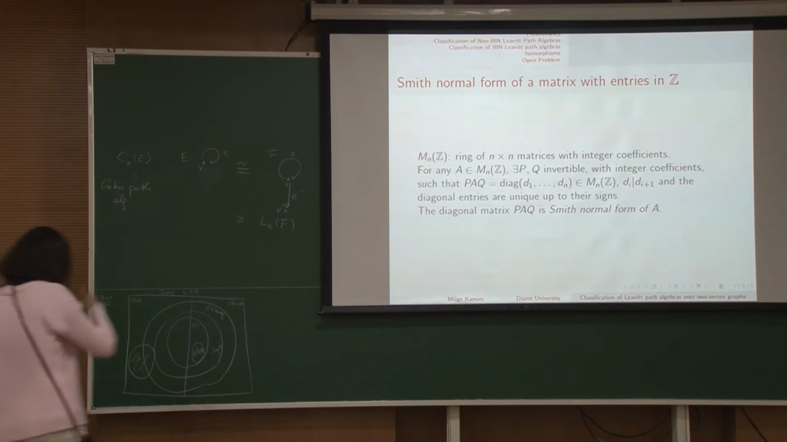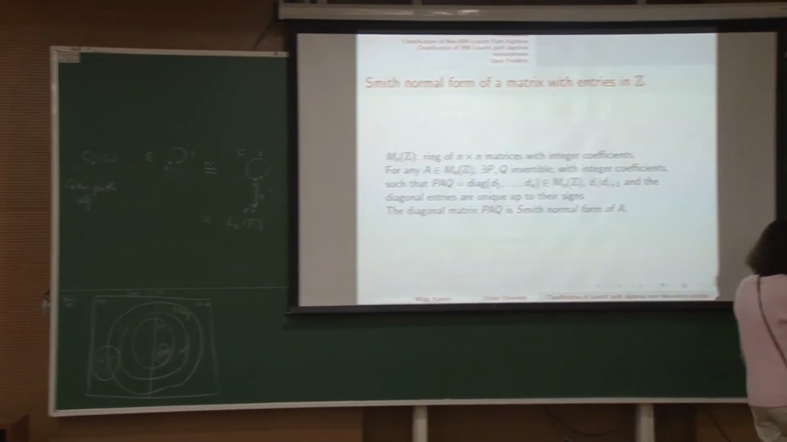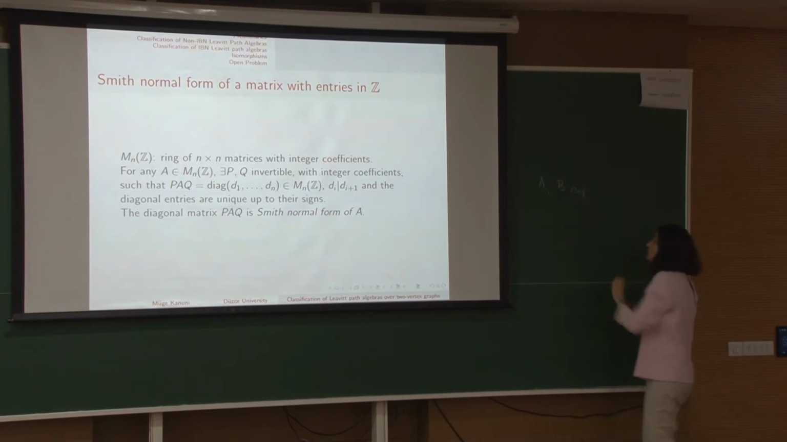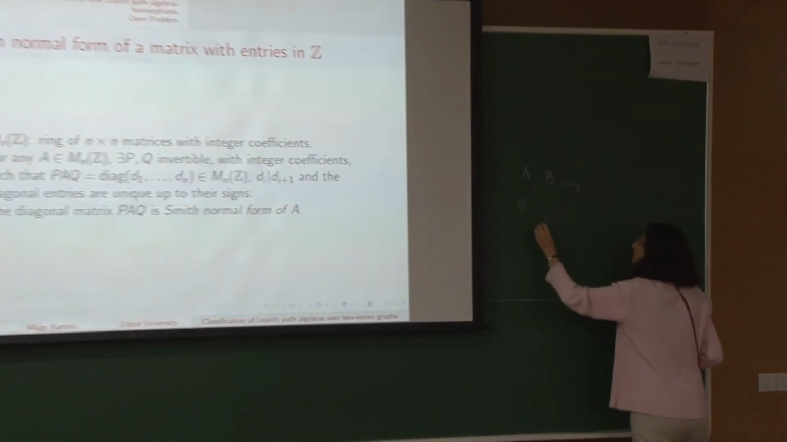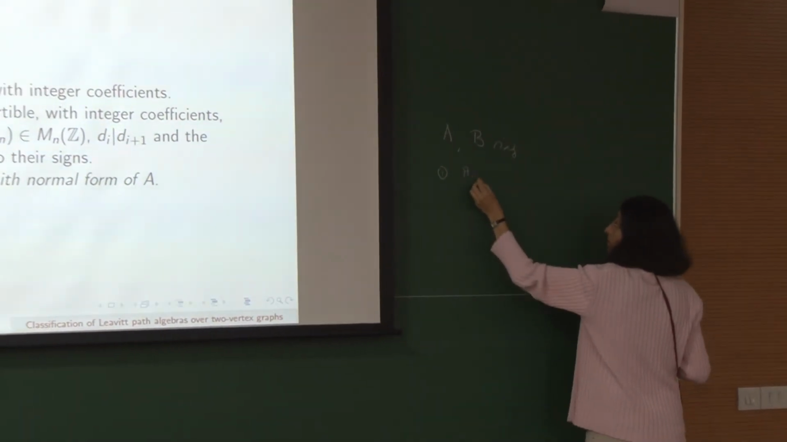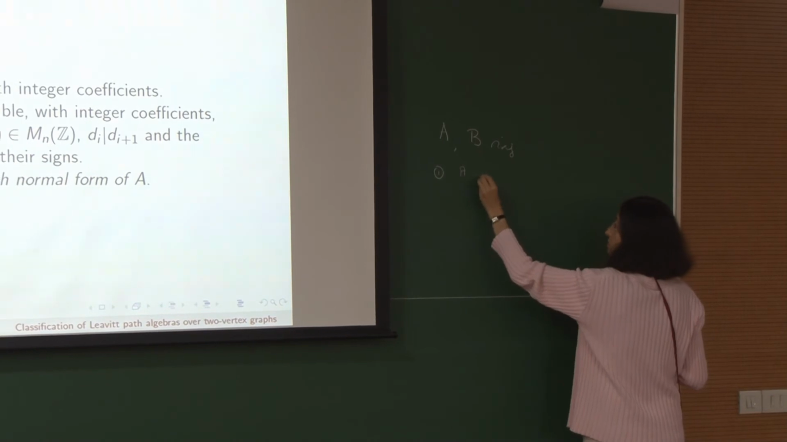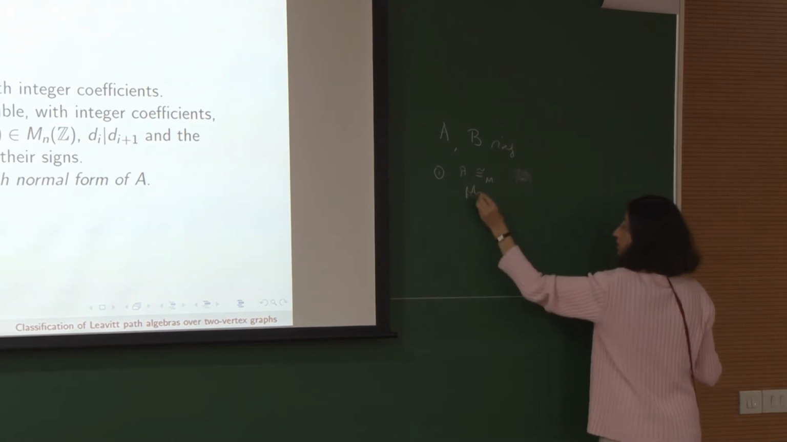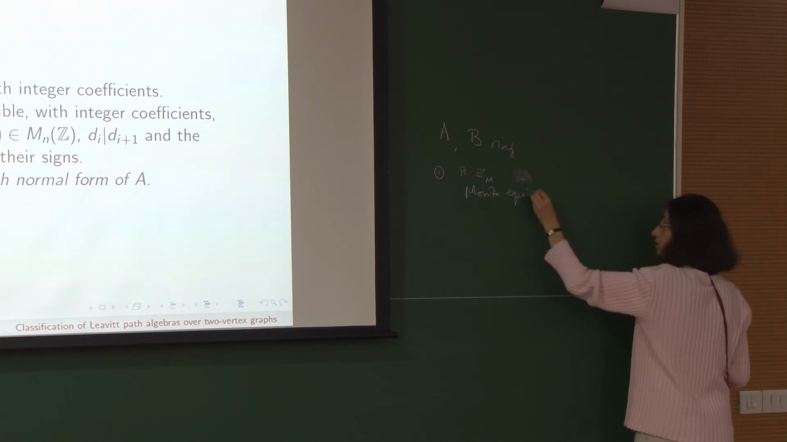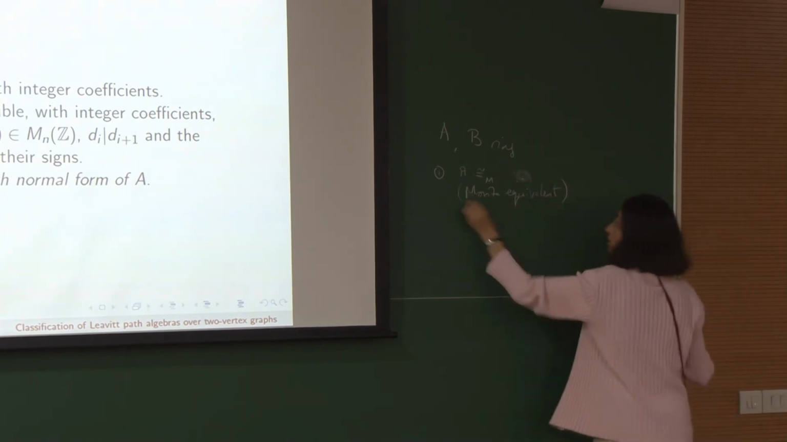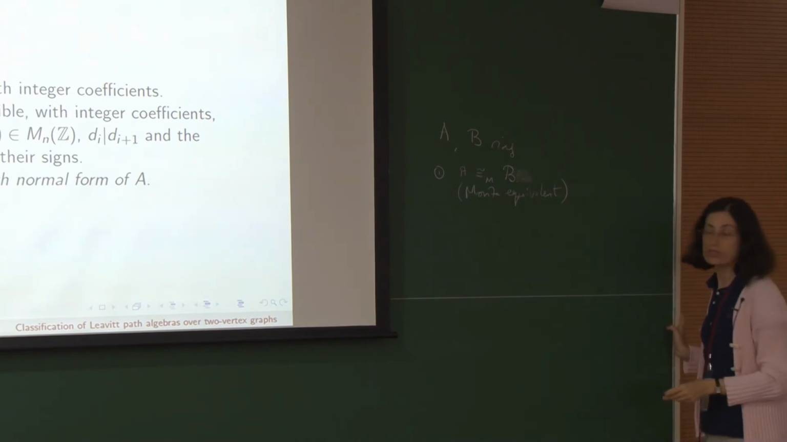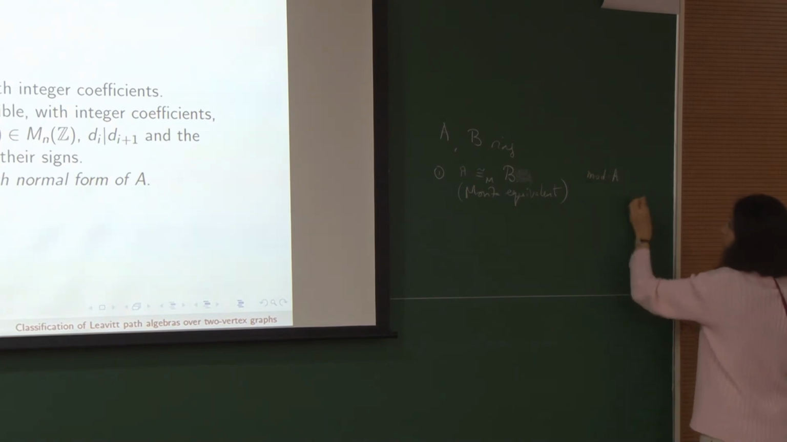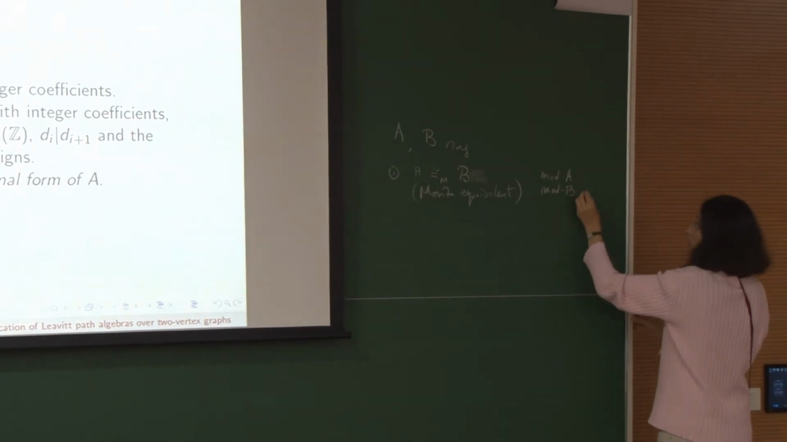Let me tell you what the question is. Let's say you have 2 rings A and B. You're interested in whether A and B are, I don't know if there's a standard notation, but I use this for Morita equivalent. If the rings A and B are Morita equivalent, in other words, whether the A-modules and the B-modules are equivalent.